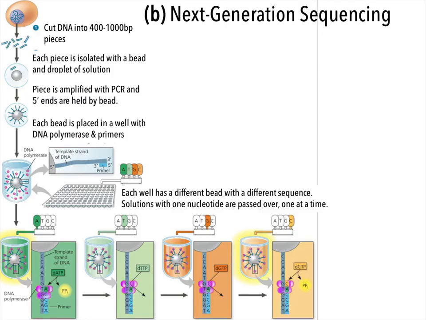A newer and alternative method to Sanger sequencing is called next generation sequencing, or it's also known as high throughput sequencing. This term actually describes like 2 or 3 different types of sequencing, and we're going to talk about one of them. But really quickly, the big benefit of this method over Sanger sequencing is that you can sequence a lot more DNA at the same time.